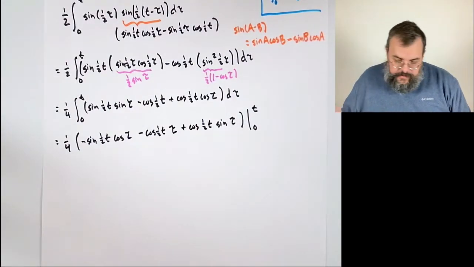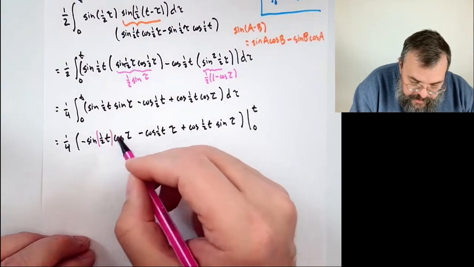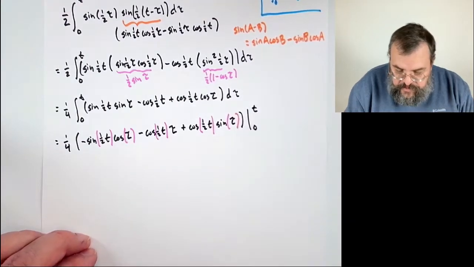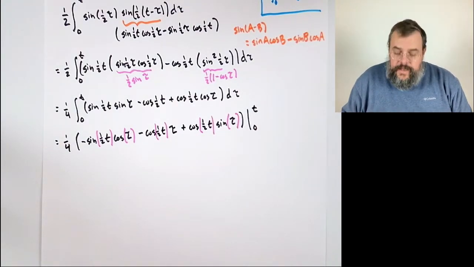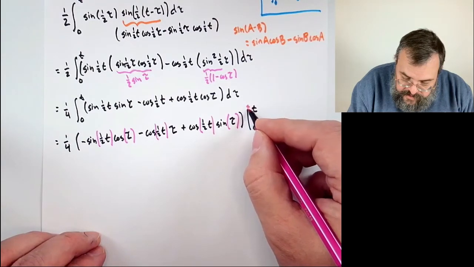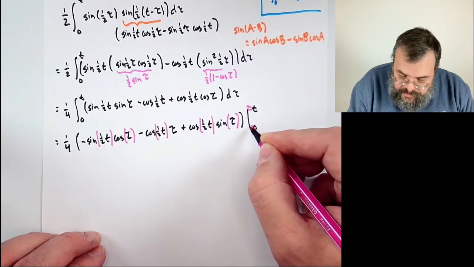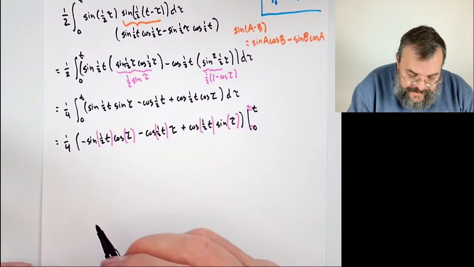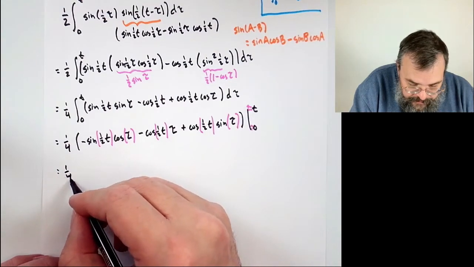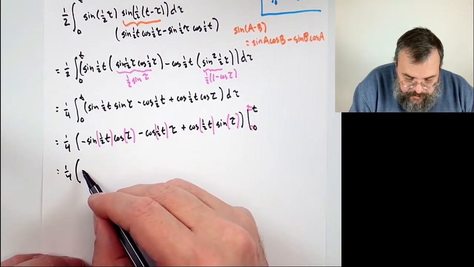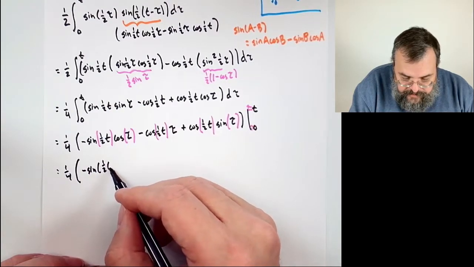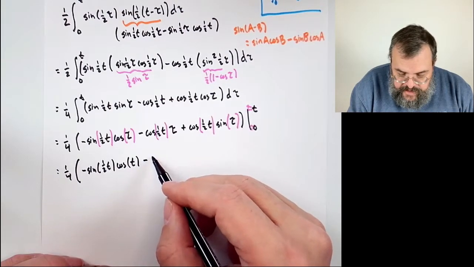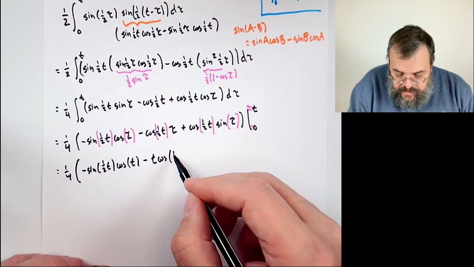Now, in case you're getting confused here, I'll throw in my parentheses that I haven't been throwing in so far. So those are the parentheses that would be there. And remember, we're talking about tau. So tau equals 0 up to tau equals t. So we'll plug in tau equals t. And what do we get? Well, we get 1/4. Here we have minus sine 1/2 t cosine t minus t cosine 1/2 t.